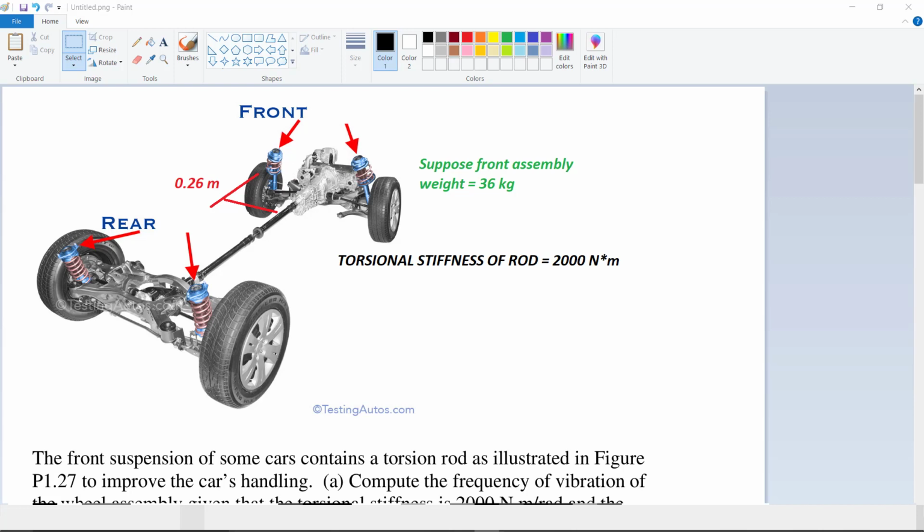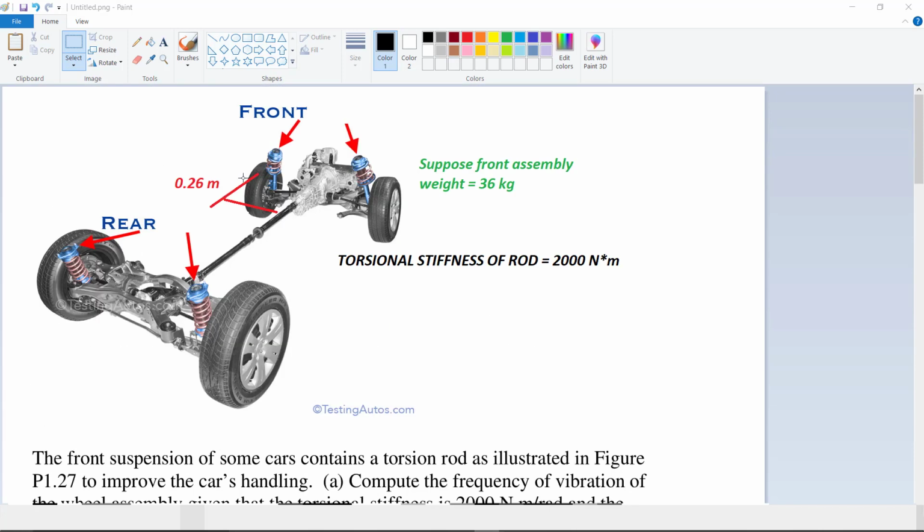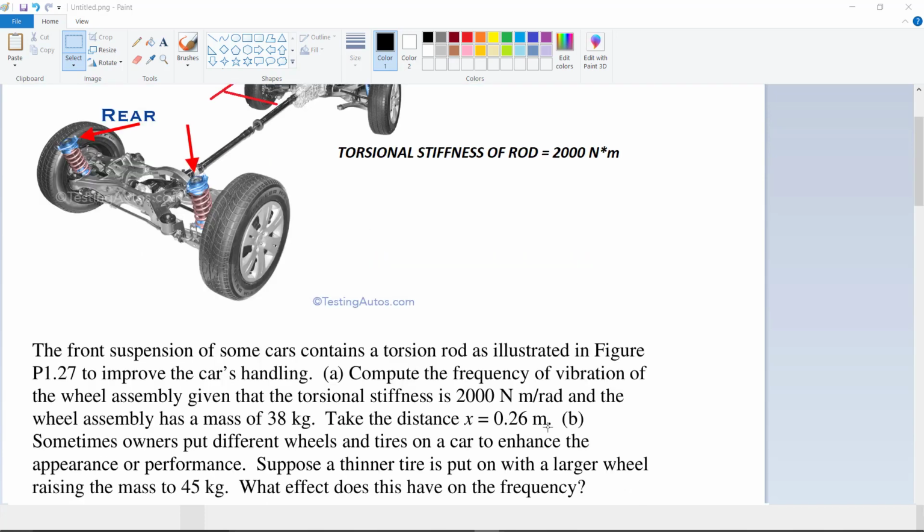So here you can see that we have been given one problem: to compute the natural frequency of vibration of the wheel assembly, given a torsional stiffness of 2000 Newton meter per radian, and the wheel assembly has a mass of 38 kg. The distance x, from this wheel to this axle, is 0.26 meter.